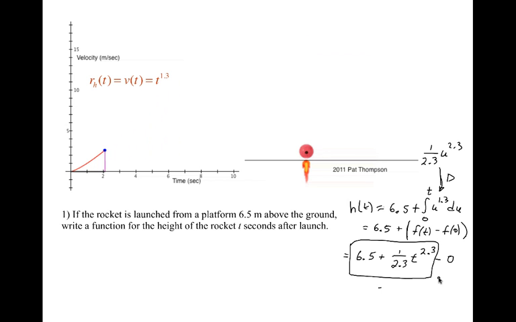So what are the units on that function? What's that going to give us? Just plain old meters, because this is the height of the rocket now, t seconds after launch. Exactly. Any questions on that? Does it make sense?